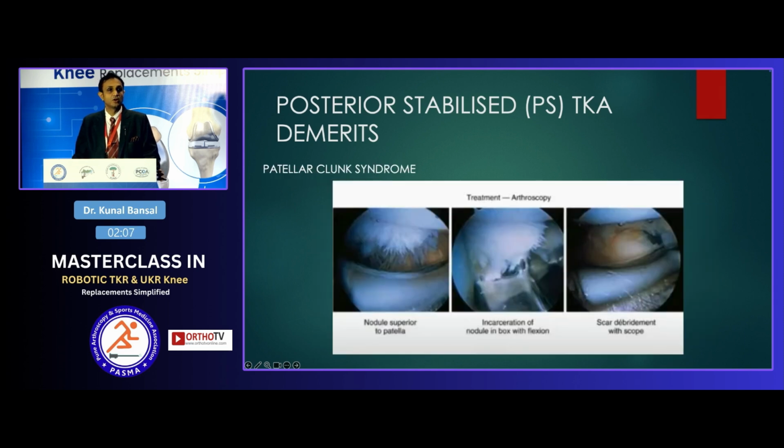Another very unique complication of the PSTKA is the patellar clunk syndrome, usually seen in patients who have a small patella, who have a big box, and who have a high box to flange ratio.